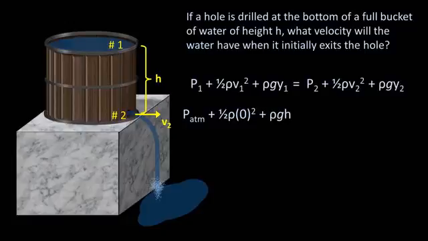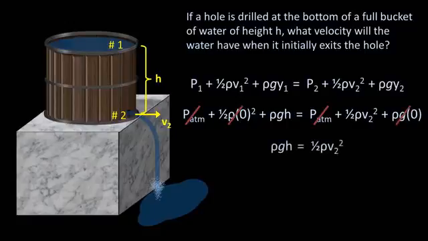Next we have p2. This may or may not seem intuitive, but if point 2 is located just at the lip of the exit hole, the water here is also exposed to atmospheric pressure. So p2 is also p atmosphere. v2 is of course what we are solving for, and y2, or the height of point 2 above the top of the marble block, is 0. So p atmosphere cancels out, and this term is 0, as is this one. This gives us density times little g times h equals 1/2 density times v2 squared.